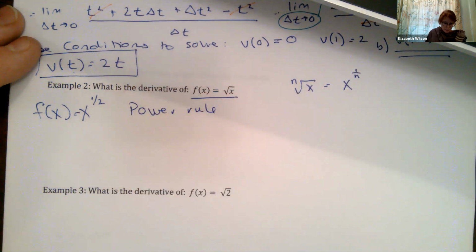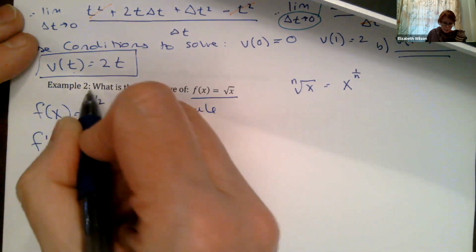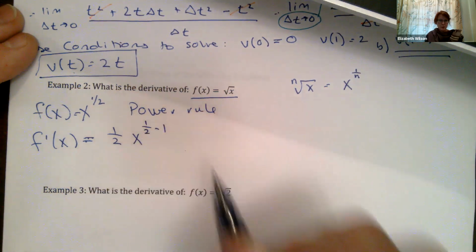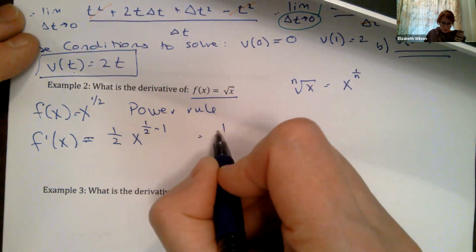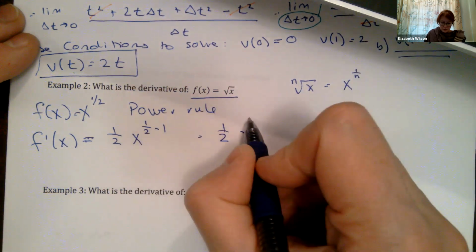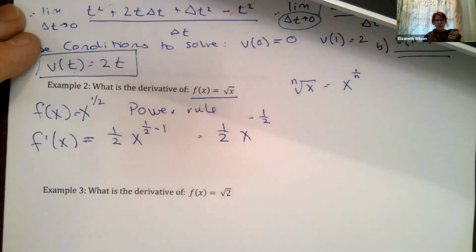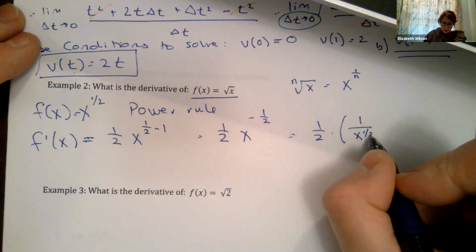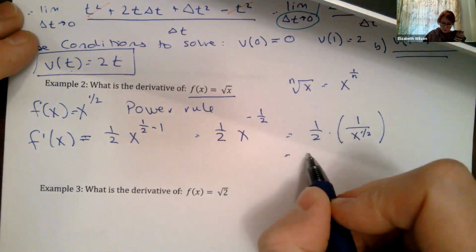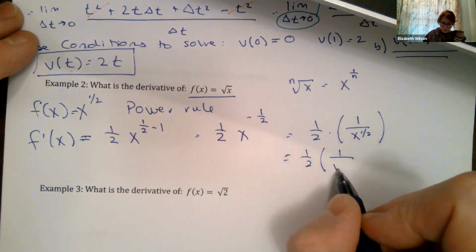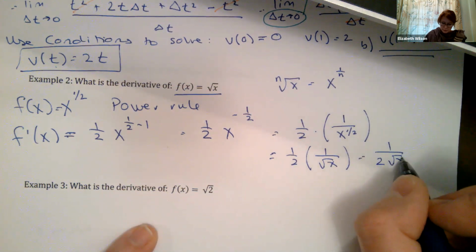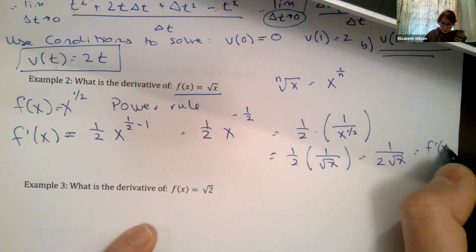for taking derivatives. So my derivative, f prime, I take my exponent, bring it down out front. I subtract 1 from the exponent that's there. It's going to be 1/2 times x to the 1/2 minus 1 is minus 1/2. Anytime I have a negative exponent, that means this thing needs to be on the other side of the dividing line. 1/2 times 1 over x to the 1/2, which is a way of saying 1/2 times 1 over radical x, or I could write it as 1 over 2 radical x. And that's my derivative.